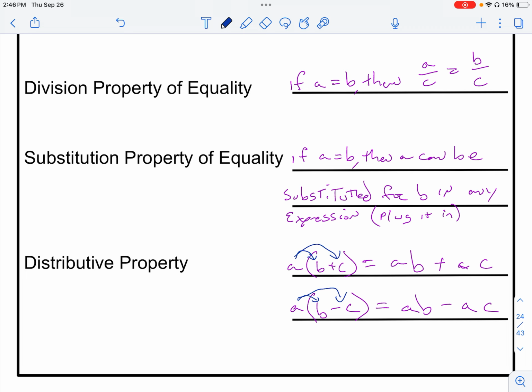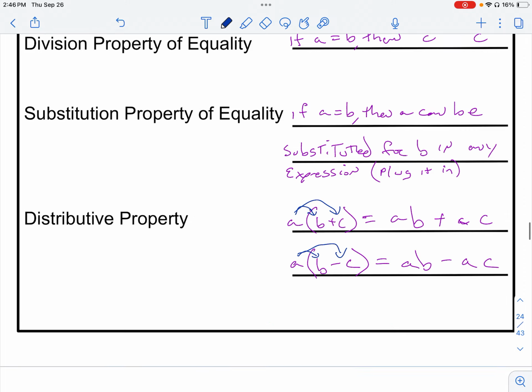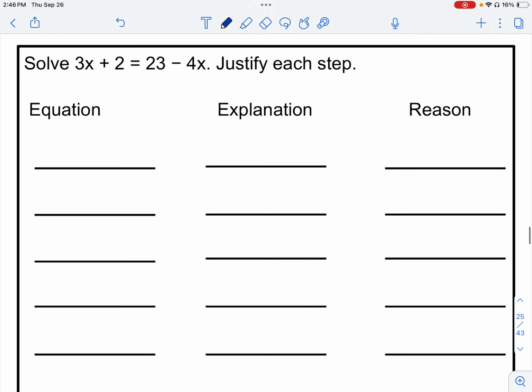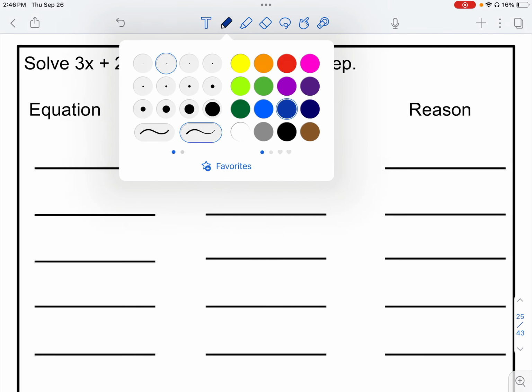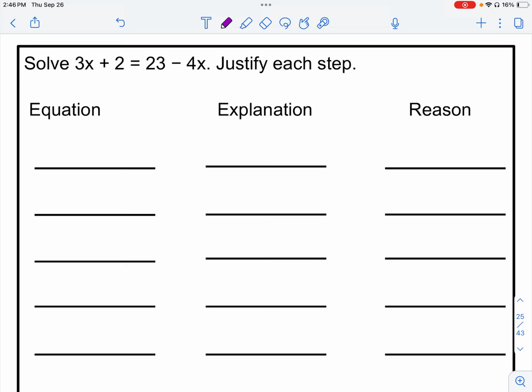So let's look at why we had to revisit all these algebraic properties. All right, so 3x plus 2 equals 23 minus 4x. We have to start at the beginning, so we're going to write the equation, because it's given.